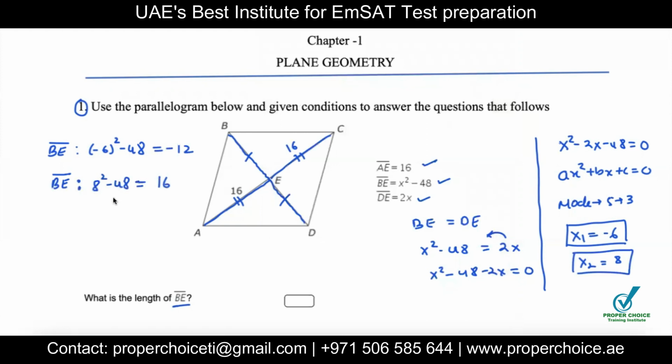Now which one should I choose? You can think of it. Length can never be negative, area can never be negative, distance can never be negative. So in that case, I discard this part. The answer is going to be 16. So the answer to this question, I should go with 16. So this is the right choice.